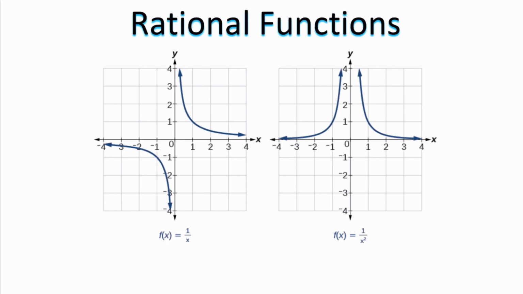A rational number is a number that is written as a fraction. A rational function is a function that looks like it's in the form of a fraction. Hello friends, today we're talking about rational functions.